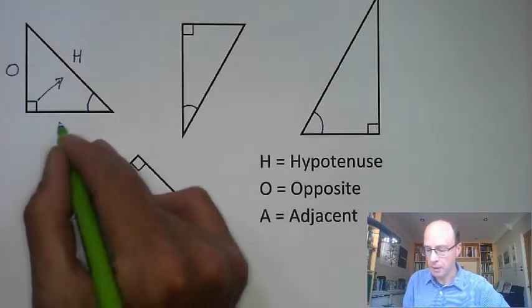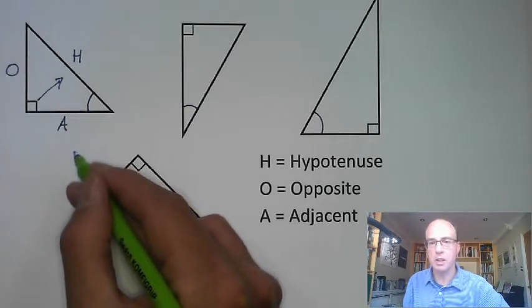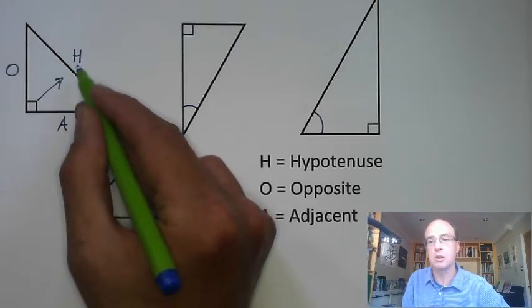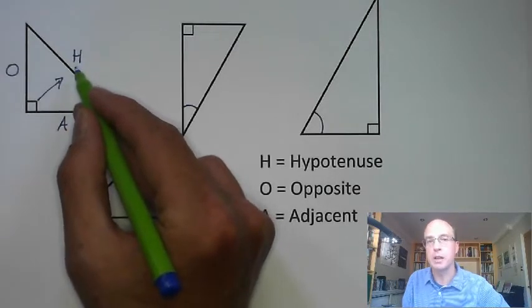The side that's left I'm going to call the adjacent side. Adjacent means next to, so it's next to the angle I'm interested in that's not equal to the hypotenuse. Let's have a look at another example.